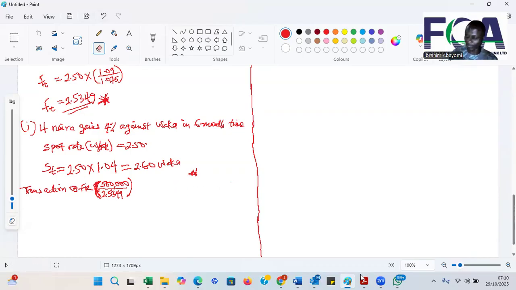Okay. So 500,000, let's put that. 500,000 divided by 2.5349 is 197,246.44. So that's the actual amount of Naira this company will receive under the forward contract.